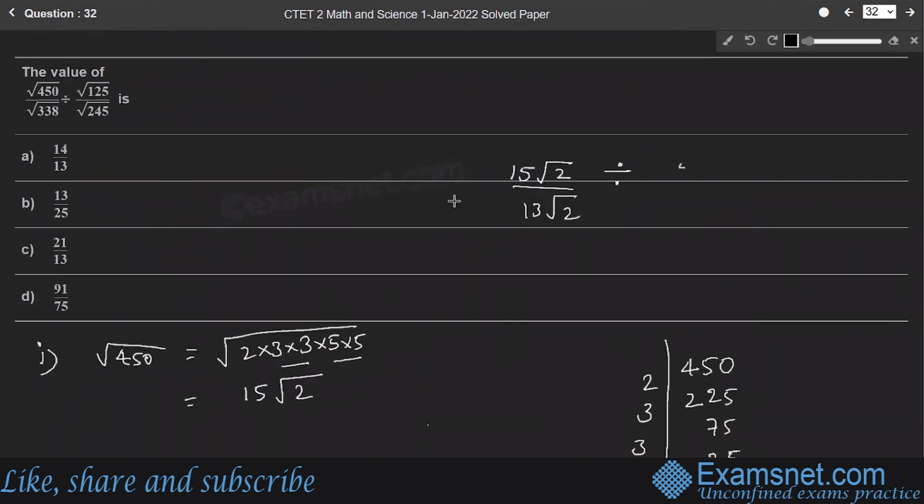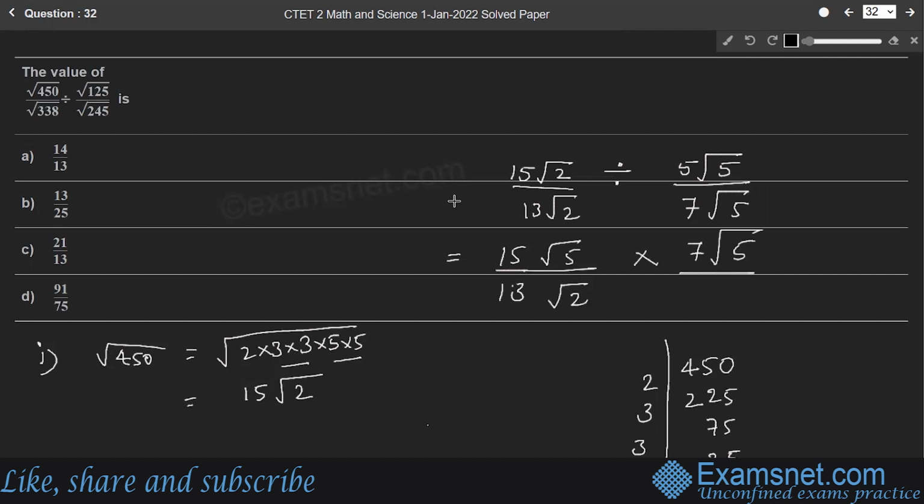That is 5 root 5 divided by 7 root 5, which is equal to 15 root 2 by 13 root 2 into 7 root 5 by 5 root 5. So root 5 will get cancelled. Here it is 15 root 2. Root 2 will get cancelled. So 5 3s are 15. So 7 into 3, 21 by 13, which is equal to 21 by 13. C is the right answer.